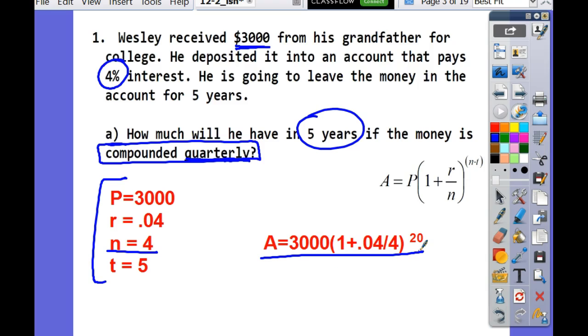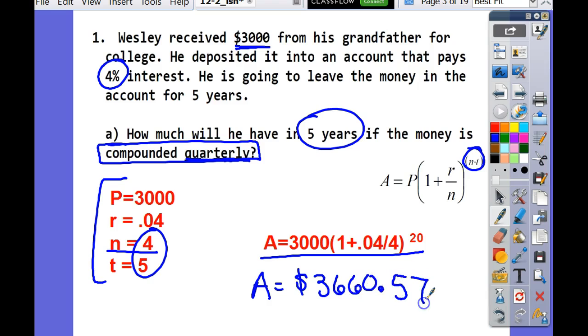Oh, where did I get the 20? There's no 20 over there. And so this is N times T. It's a little bit easier to get it in your calculator if you go ahead and multiply those together. Divided by 4 raised to the 20th power. And so the amount after 5 years, just put it in the calculator, figure it out.